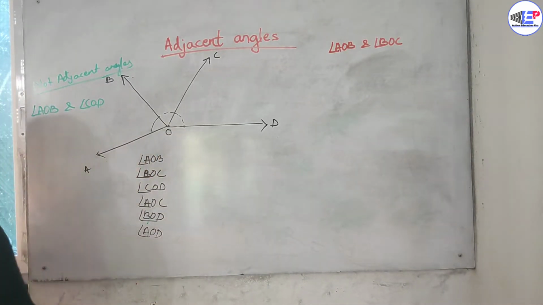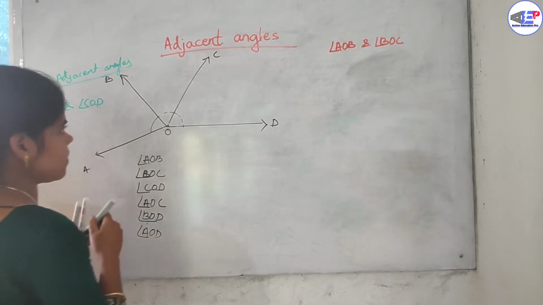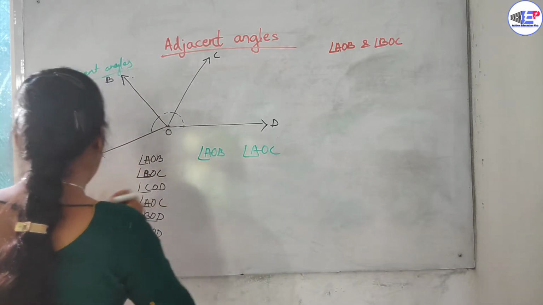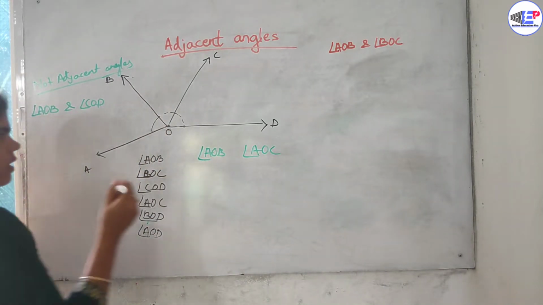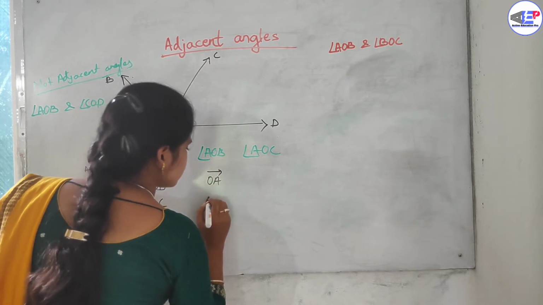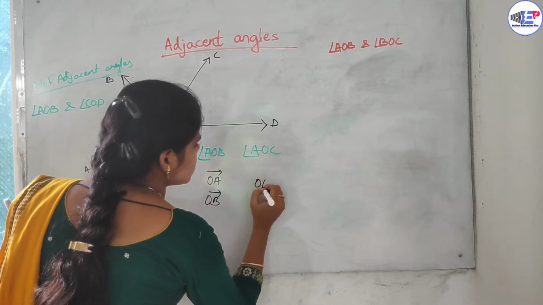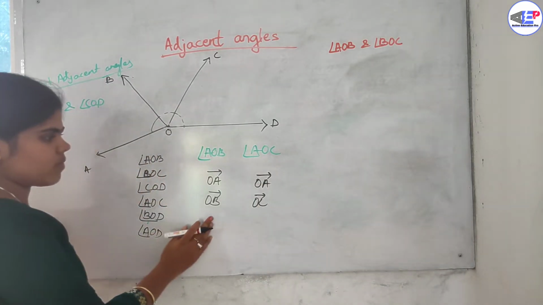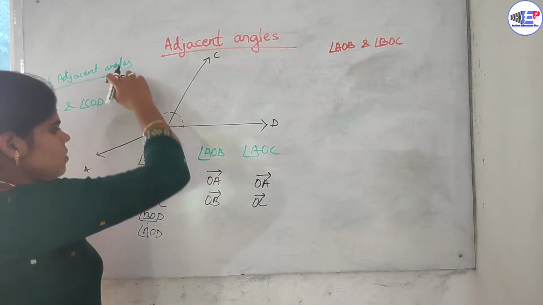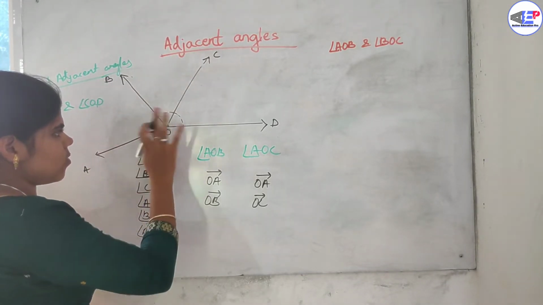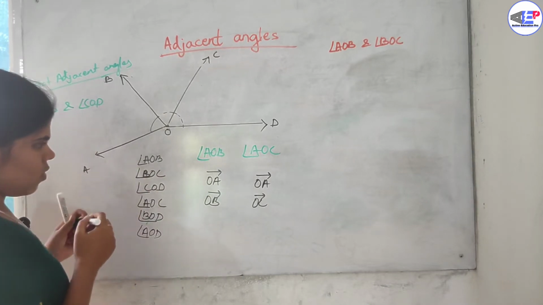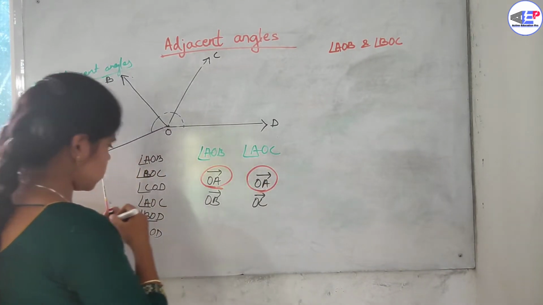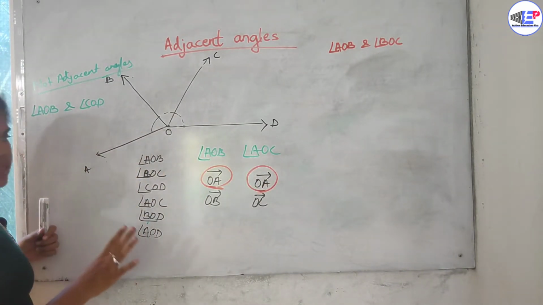Then move to the third pair, AOB with AOC. To make angle AOB we need rays OA and OB. To make AOC, we need rays OA and OC. The first condition is to find the common vertex and common arm. In these two angles AOB and AOC, the common vertex is O and the common arm is OA. The first condition is fulfilled.